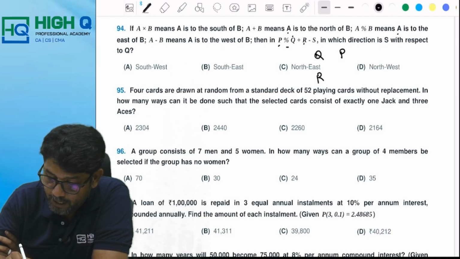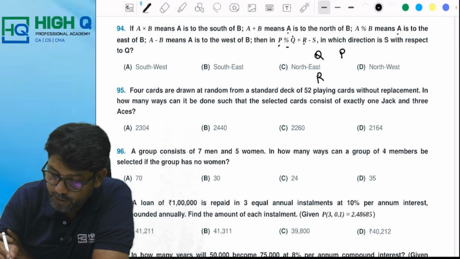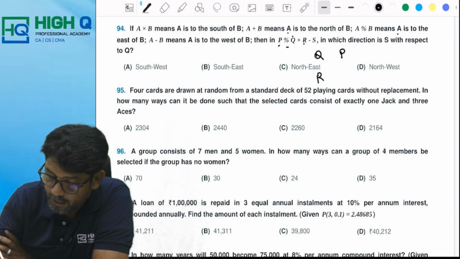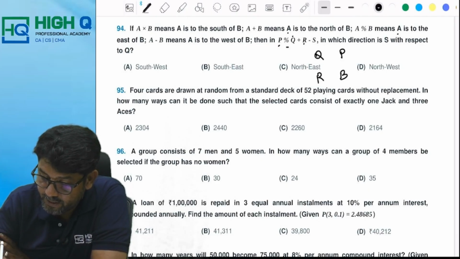R minus S. R is west of B. Where is R? West of B. So that means R is west of B. In which direction?